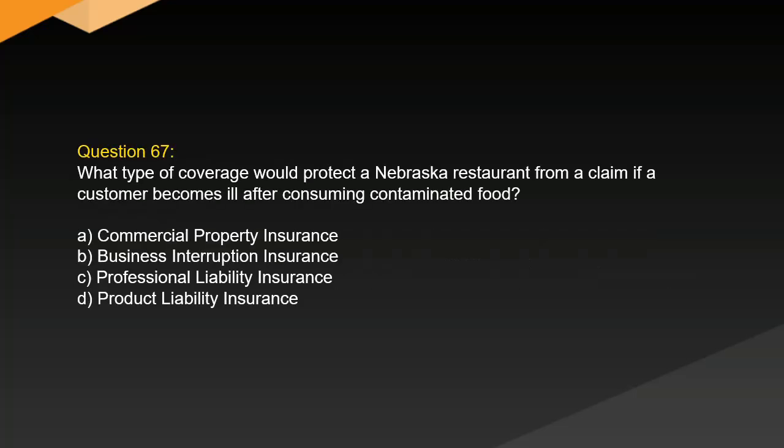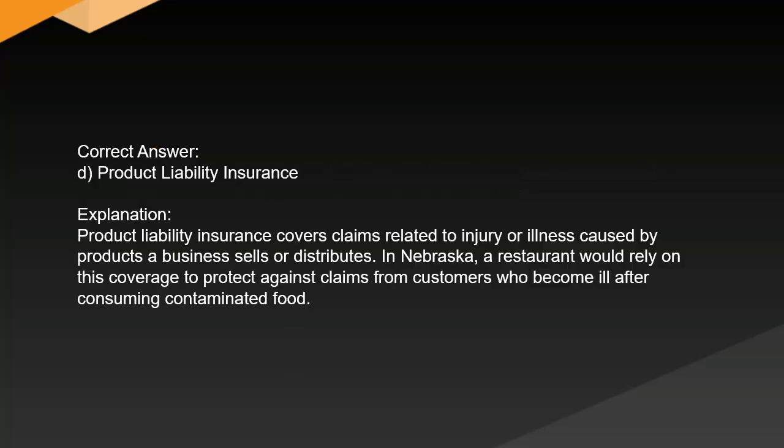Question 67. What type of coverage would protect a Nebraska restaurant from a claim if a customer becomes ill after consuming contaminated food? A. Commercial property insurance. B. Business interruption insurance. C. Professional liability insurance. D. Product liability insurance. Correct answer: D. Product liability insurance.